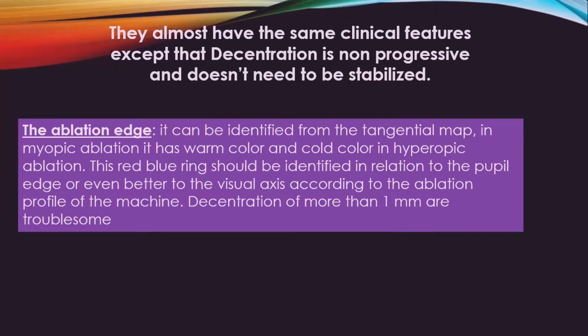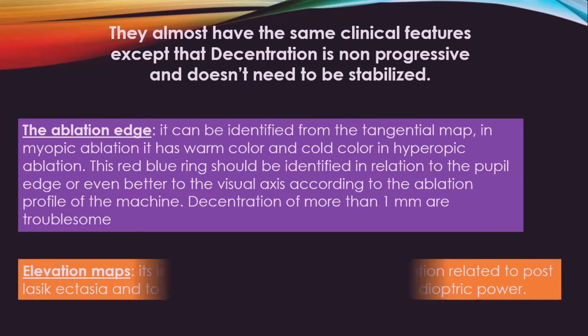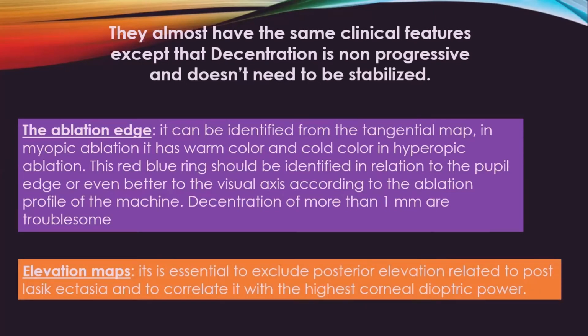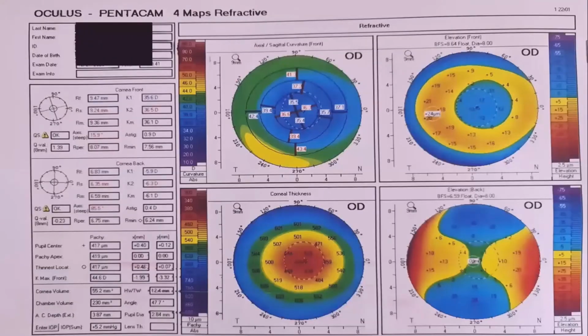First of all, how to detect the ablation edge. Ablation edge is easy to identify on the tangential map. The myopic ablation edge has a warm color, and it will be cool color in the hyperopic ablation. This red-blue ring should be identified in relation to the pupil edge, and we have to identify the amount of the decentration, because if it's more than 1 millimeter, they will be troublesome. Elevation maps, again, it's essential to exclude the posterior elevation related to post-LASIK ectasia. So the main element that differs the post-LASIK ectasia from the decentered ablation is the posterior elevation, but they may have the same picture on the sagittal map.